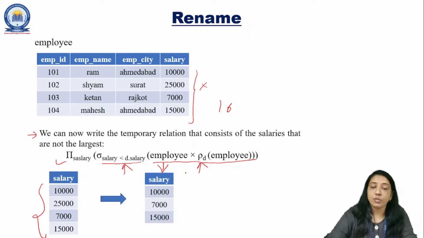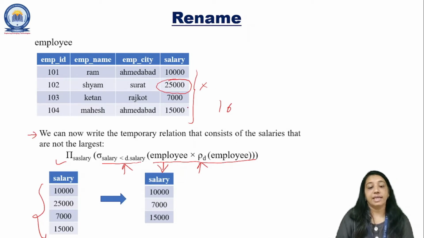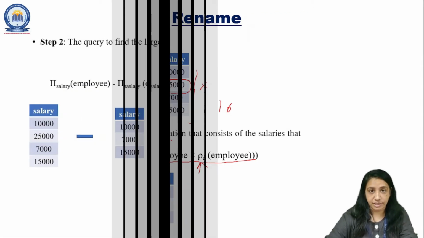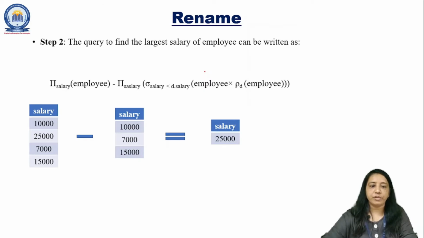The step 2 is what? We need to find out the largest. That means in output we should have this 25,000. So you can see that if we list the salary of employee table, and if we do the minus between those two, as we have seen previously, it will give us the answer. So step 2 is to find out the largest salary.